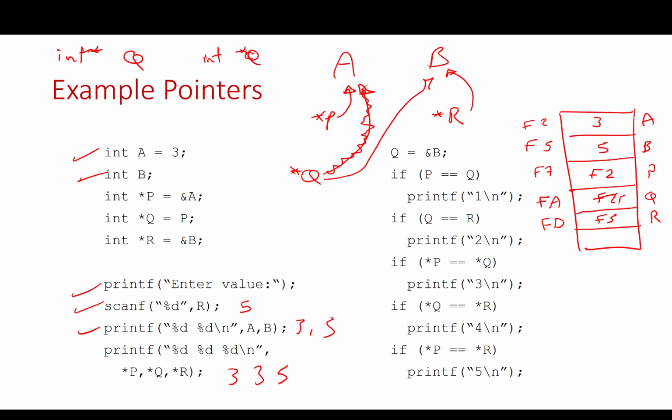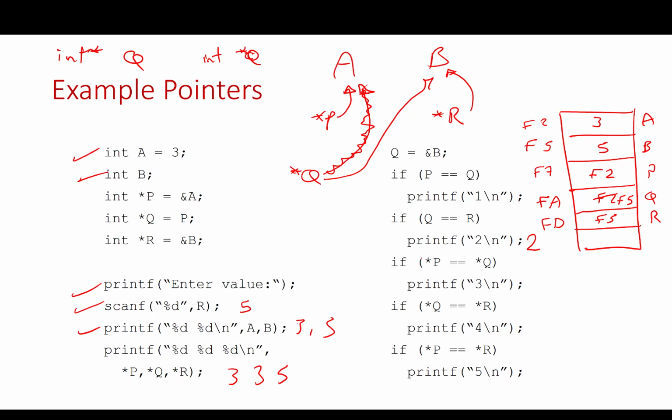So here, this is F5, right? So here I'm asking if P equals Q. Nope. From the memory here, I can see that they are different. And then the next one, if Q equals R, yes. Print F2 and then \n, right? So here I will print 2.